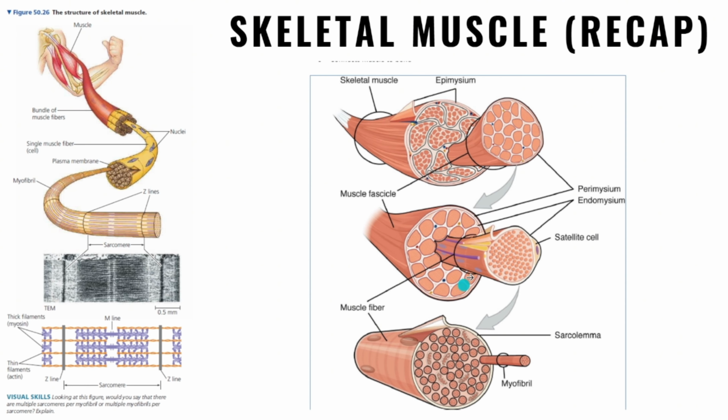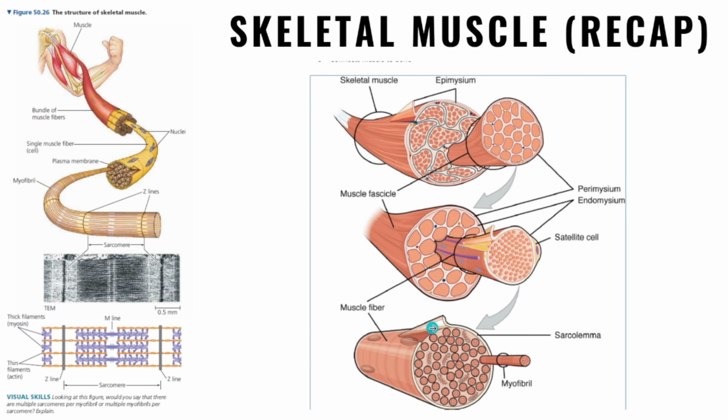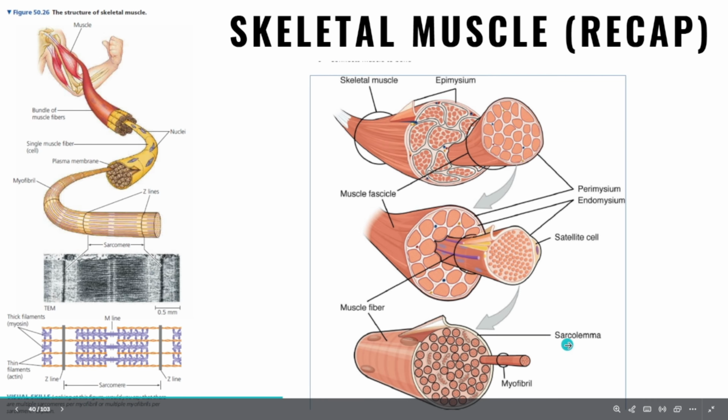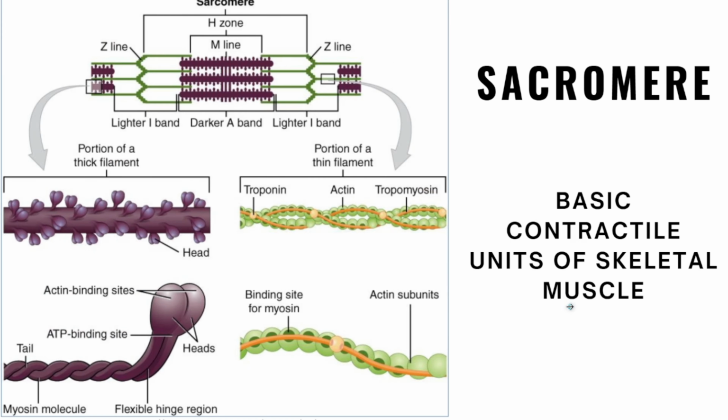Okay, muscle fiber, and then in one muscle fiber they have many myofibers. This myofiber is called sarcomere. And the muscle membrane of the muscle fiber is called sarcolemma. Okay, so this one is more detailed. When you go through the sarcomere, what makes up the sarcomere?